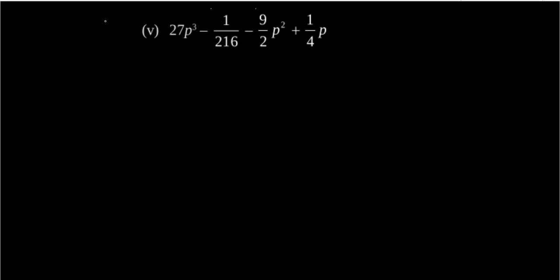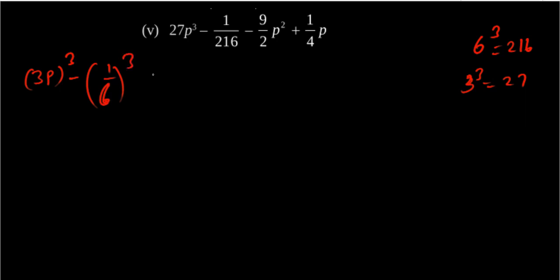So this polynomial we need to factorize. So let's identify which identity it is following. This first term is a cubic term. Same way this also is a cubic term. That means 6 cube is 216 and 27 is nothing but 3 cube. So if we write here, (3p) the whole cube minus (1 by 6) the whole cube.